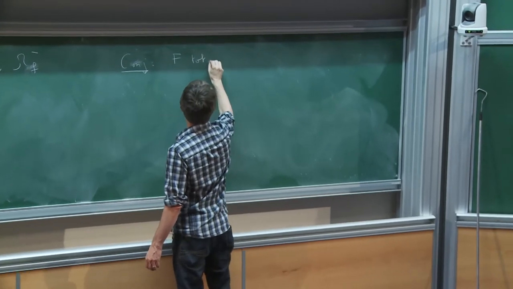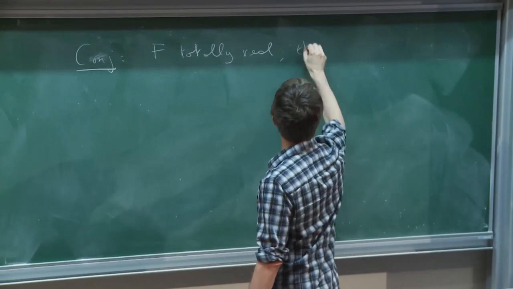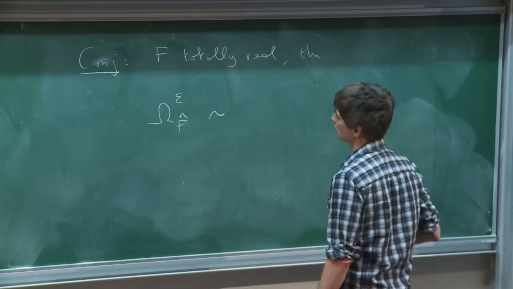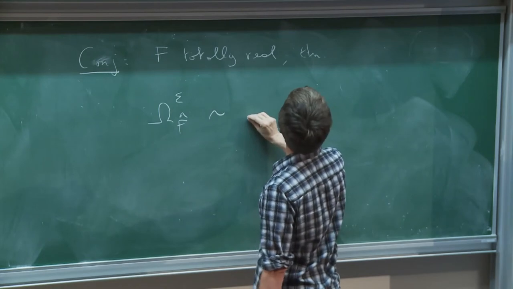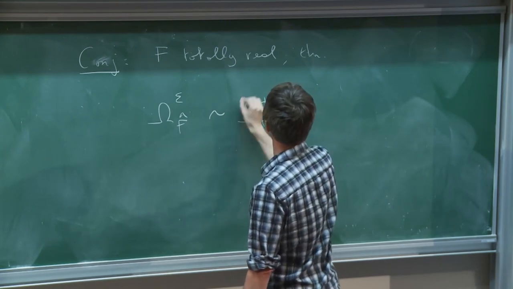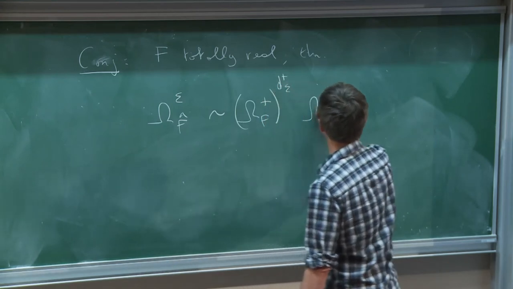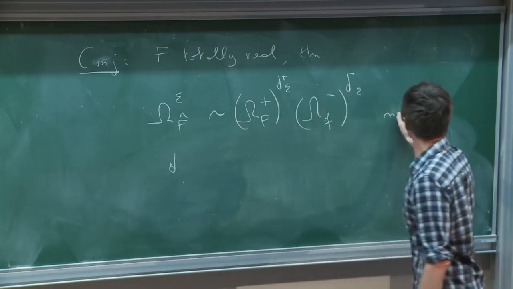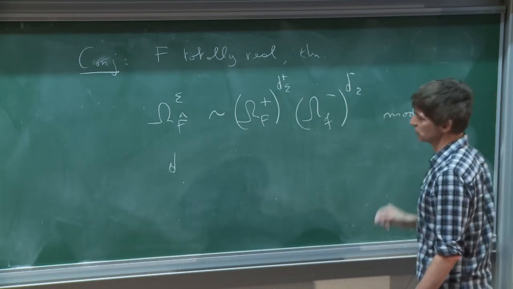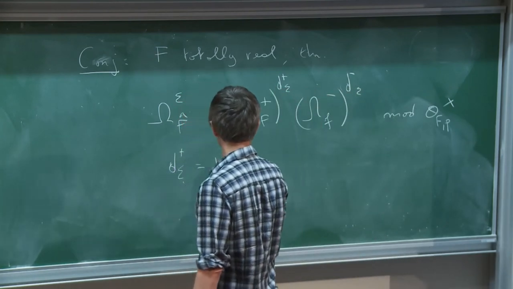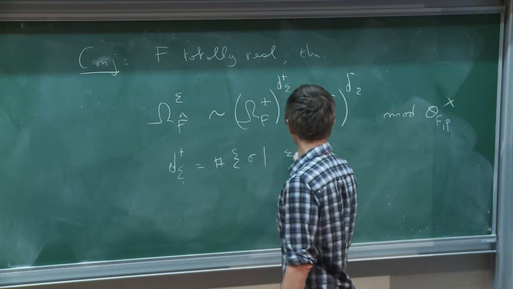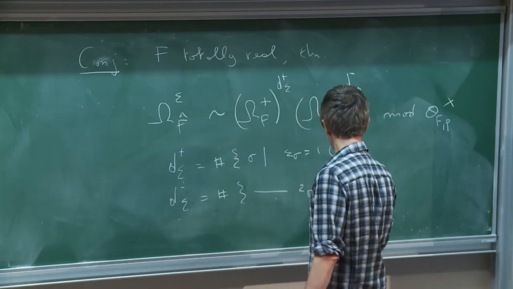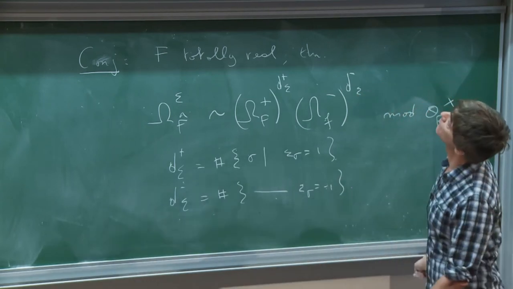So if F is totally real, then omega f hat epsilon should be equal, up to a unit in O cross, to omega f plus to the power d plus epsilon times omega f minus to the power d minus epsilon, modulo the prime p. Here d plus epsilon is the number of sigma such that epsilon sigma is plus 1, and d minus epsilon is the number where it is minus 1. Okay. All right.